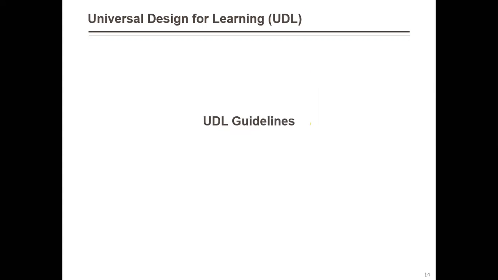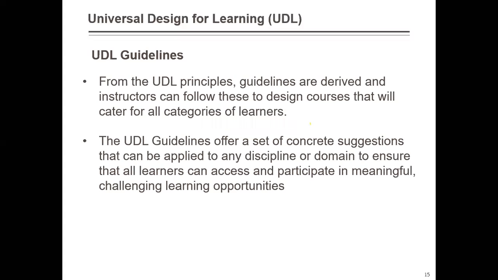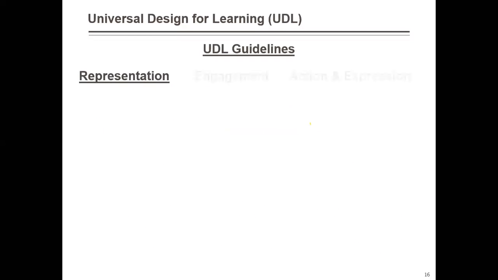Under these principles, we have what we call guidelines. These guidelines are the ones that, as instructors, we try to implement and apply in our processes. The guidelines are steps that we can follow to design a course that will cater for all categories of learners, and they offer some suggestions. They are applicable across all domains. It doesn't necessarily have to be applied in this or that; it's applicable across all domains.